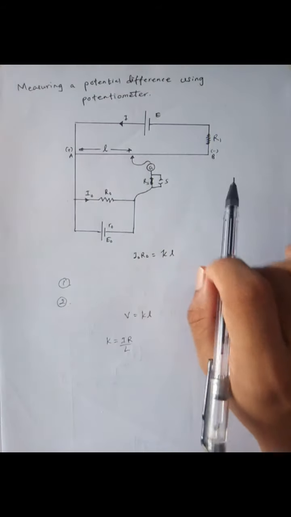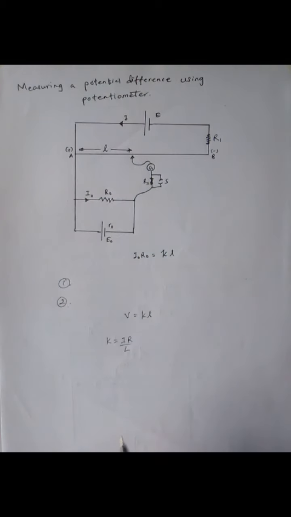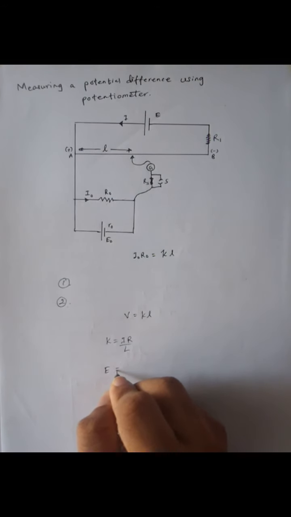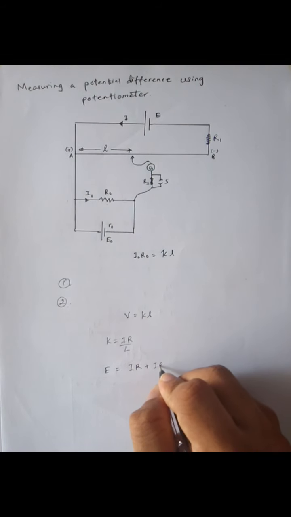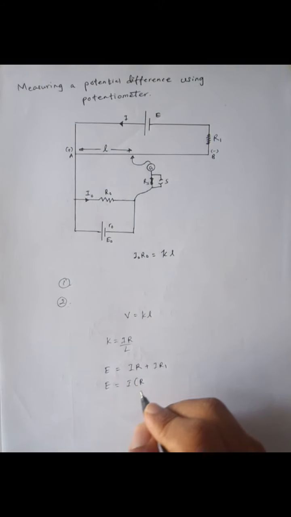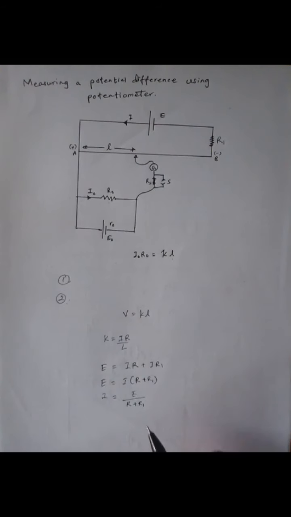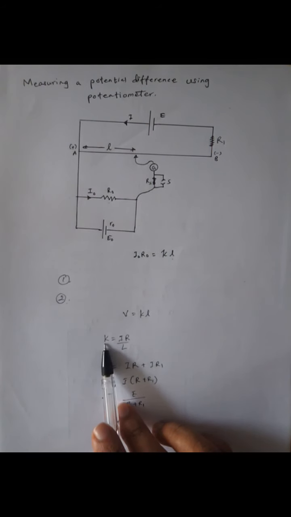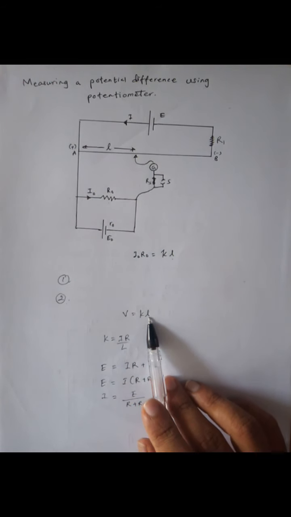So now I can write an equation for the current through this potentiometer circuit using Kirchhoff's law. E equals IR plus IR1. So E equals I times (R plus R1). Therefore I equals E over (R plus R1). So if we increase the R1 value, we can see the value of I decreases. I decreases means K decreases. So if the potential gradient decreases, we can increase the balance length.